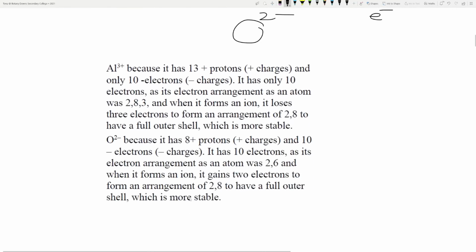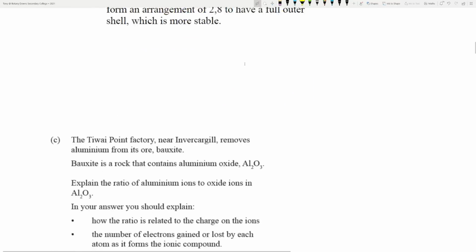It's really important here, guys, that you remember that an atom will lose or gain electrons to have a full outer shell to become more stable. And in this case, you just need to compare how many protons and electrons you have, and that will give you the charge. So aluminium has 13 protons, 10 electrons because it lost 3, and that means it has a 3+ charge. Very typical sort of question.